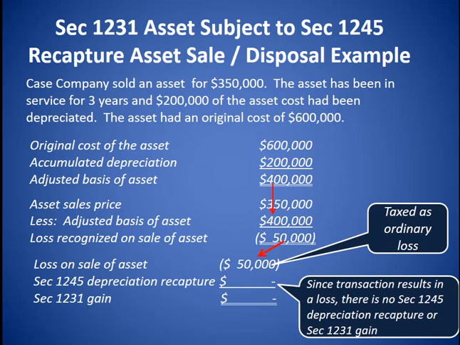So again, we have the same adjusted basis of the asset of $400,000 like we did in the previous slide examples. The asset sales price, though, was $350,000. The adjusted basis of our asset is $400,000. So in this case, the loss recognized on the sale of the asset would be a $50,000 loss. And in this case, we would have a $50,000 Section 1231 loss. There'd be no depreciation recapture in this case since there was a loss.